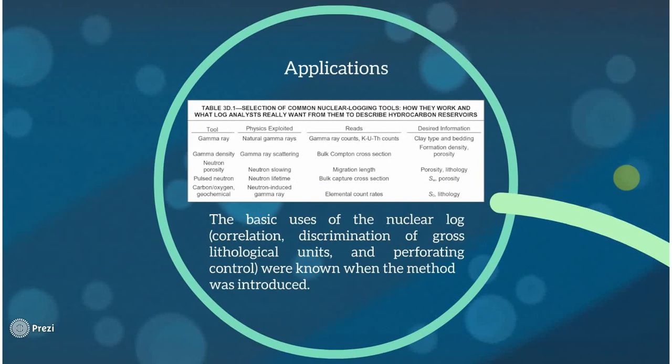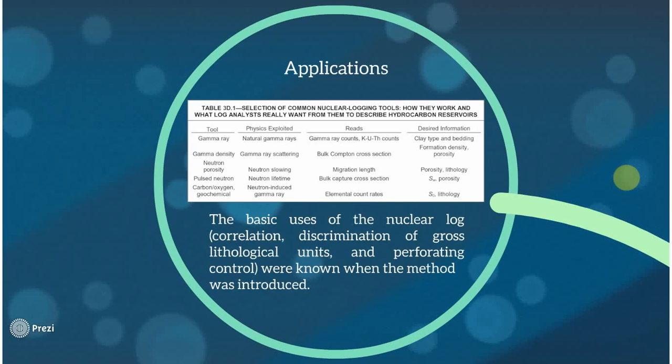Let's talk about applications of nuclear logging tools. Consider some of the limitations of the current technology. Grouping nuclear logs according to the underlying nuclear physics highlights the blurry relationship between what they measure and what we expect from them. And the table on this slide summarizes such a classification scheme.